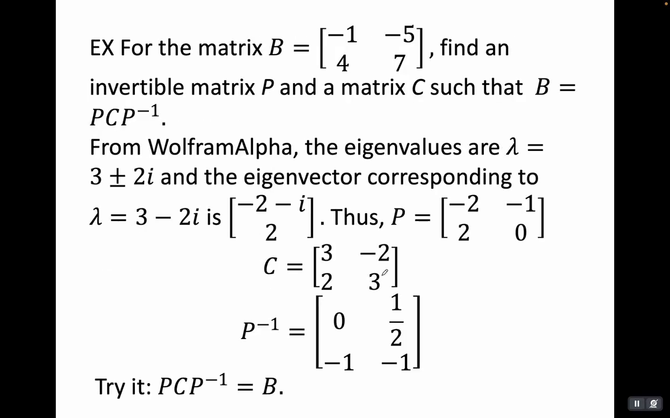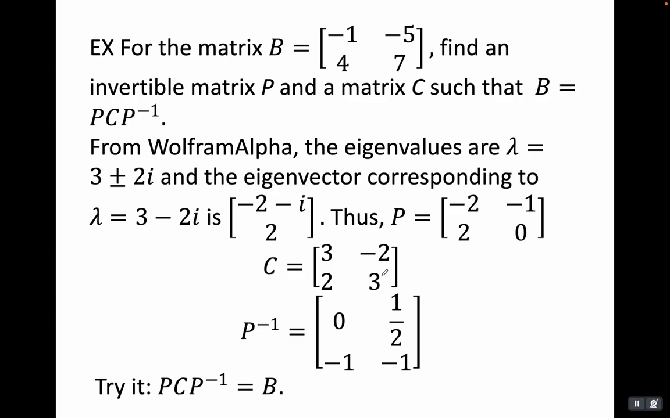Okay, for the matrix B equals [-1, -5; 4, 7], find an invertible matrix P and a matrix C such that B equals PCP inverse. From Wolfram Alpha, the eigenvalues are lambda equals 3 plus or minus 2i, and the eigenvector corresponding to lambda equals 3 minus 2i is [-2 - i, 2].